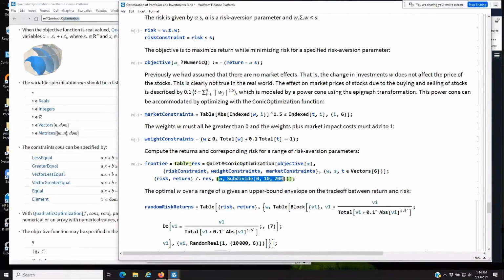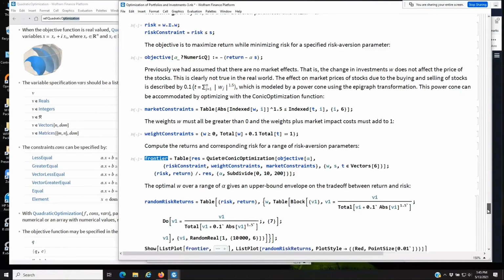Again, because alpha is a parameter, we'll have a table for a range of different values of alpha. Once we solve this, we substitute it in to get our pair of values for risk and return. This is a table of these pairs, so they identify points in a 2-dimensional plane, which is our frontier.